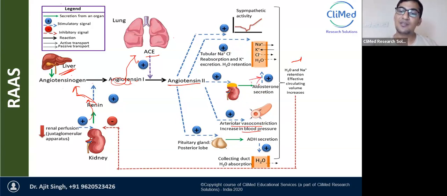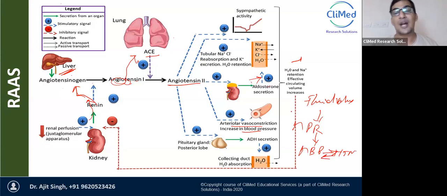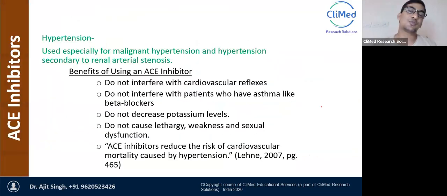Okay, it increases the blood pressure, and in the kidney itself, sodium and water retention happens, that will increase the fluid volume. Fluid volume means the peripheral resistance will increase, and once the peripheral resistance increases, it means the blood pressure rises, or we can say hypertension. Okay, so that's how hypertension happens, and let's not go into that. Let's come to the drugs.